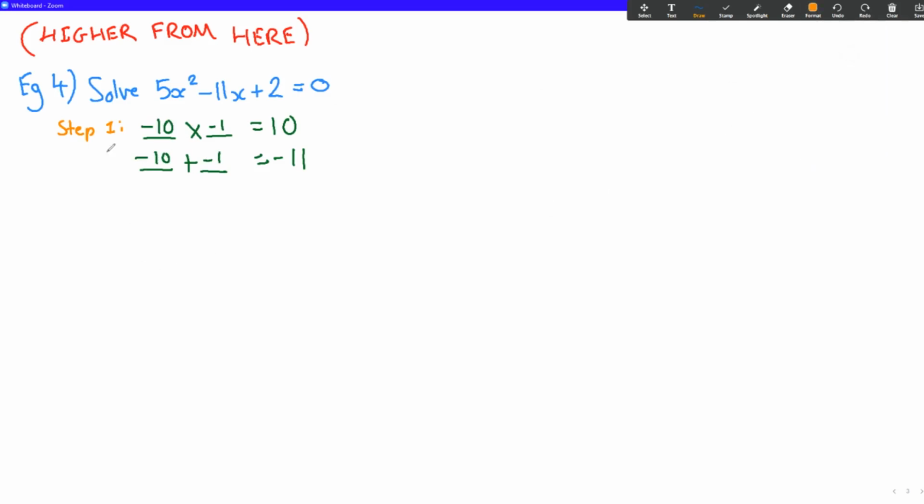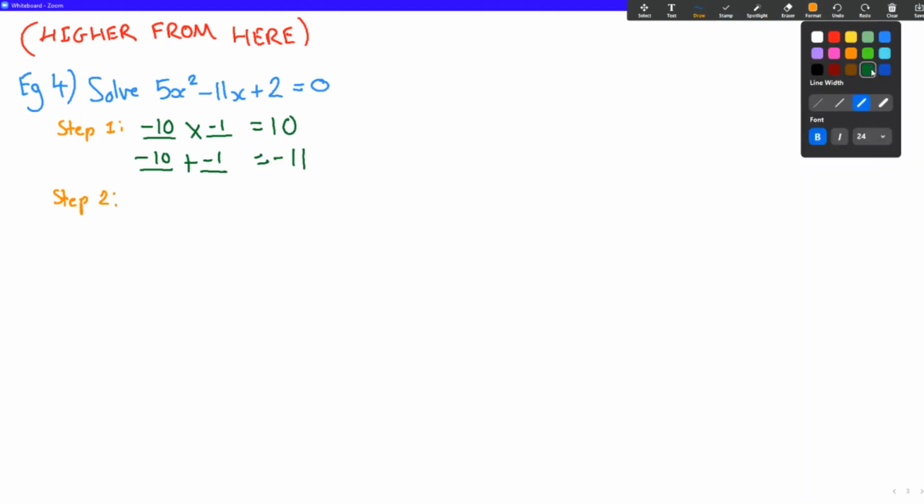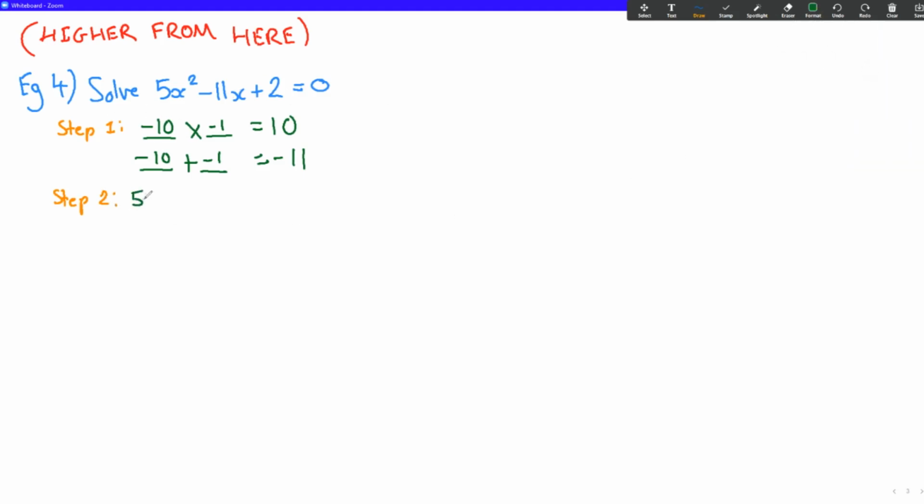Now, on to step 2. We split this top quadratic. So we split into these two. So we get minus 10x minus x plus 2. So all we've done is we've split this middle term up into these two parts because they add together to give that middle term. And now for step 3, we take out common factors on both sides. So let's do that.